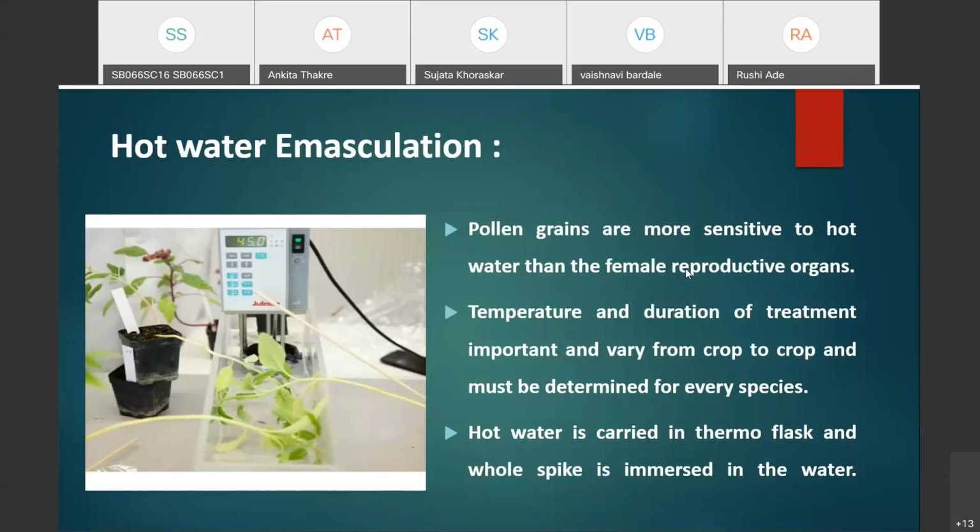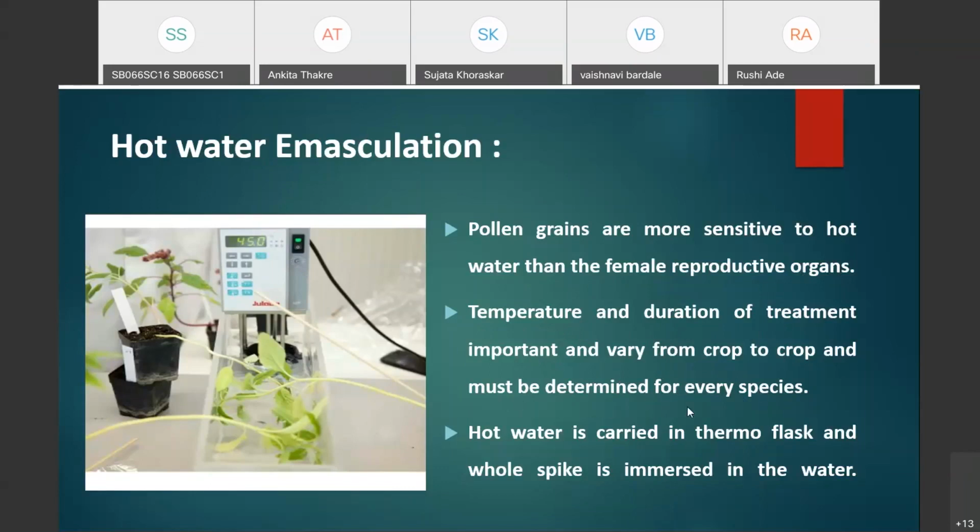ओके, म्हणजे जर समजा इथे तुम्हाला दिसतंय 45 डिग्री टेम्परेचरचं वॉटर यूज केलेलं आहे, तर काय 45 डिग्री सेंटीग्रेडला पोलन ग्रेन्स सेन्सिटिव्ह असतात, पण त्याचा इफेक्ट त्या हॉट वॉटरचा गायनोशियम किंवा फिमेल रिप्रोडक्टिव्ह ऑर्गनवरती होत नाही. Okay, here the most important thing is the temperature and the duration of the treatment. These are important and vary from crop to crop and must be determined for every species.